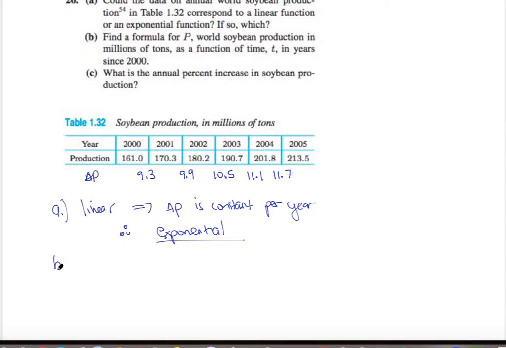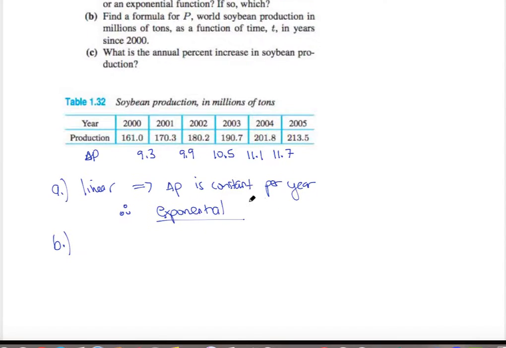Now B says, find a formula for P, which gives the world soybean production in millions of tons as a function of time in years since 2000. So the form we'll have is P of T equals P initial times A raised to the T. So we just need to figure out this factor. In order to do that, we're just going to look at the relative or percentage rate of change from one year to the next and assume that it's going to be constant if this is an exponential function.